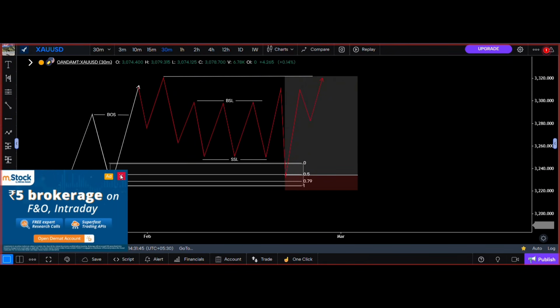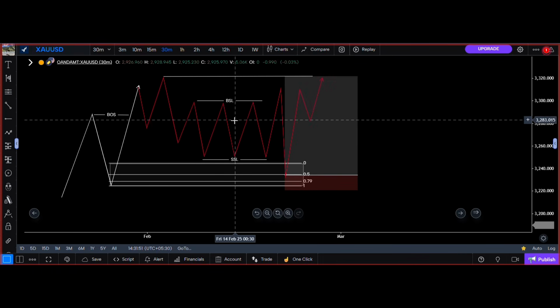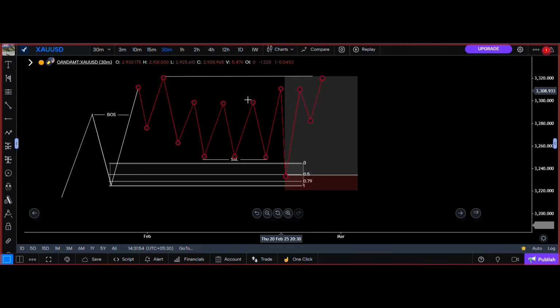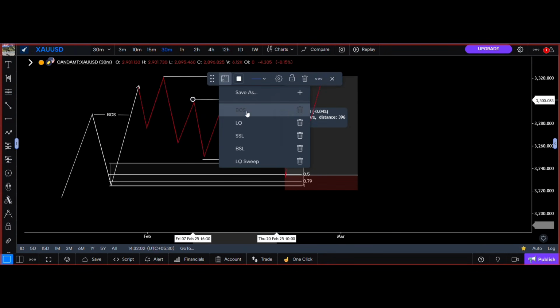The liquidity sweep is already done here. The liquidity is sitting here. The market has first. I told you the hidden confirmation is here. We have this break of structure like this.